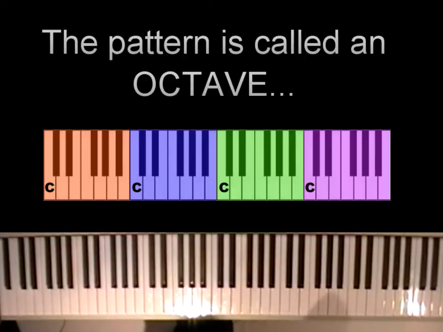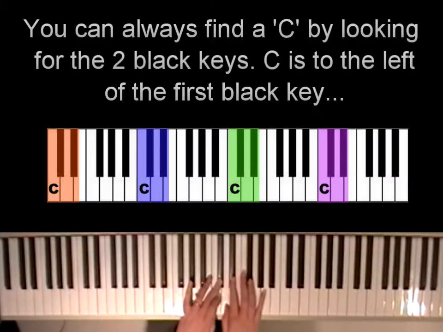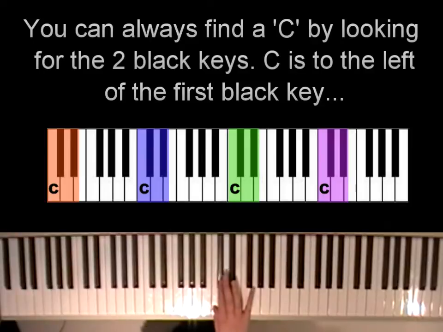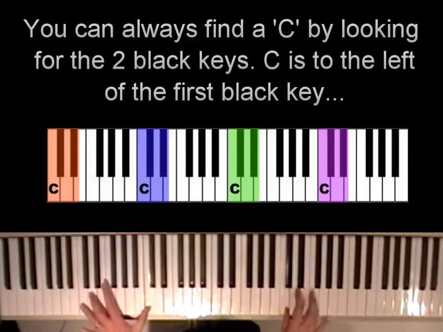Another way to look at it is if you use C's as your referral notes. If you look at the black notes, the set of 2, the first black note, just down from this to the left is C. And this will happen every time. So if you go up, first black note, if you come down, you've got another C. This will help you find notes.